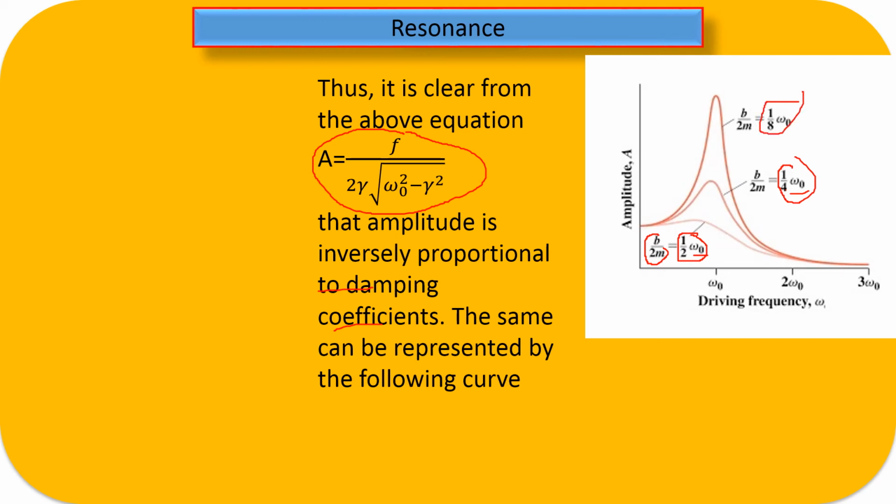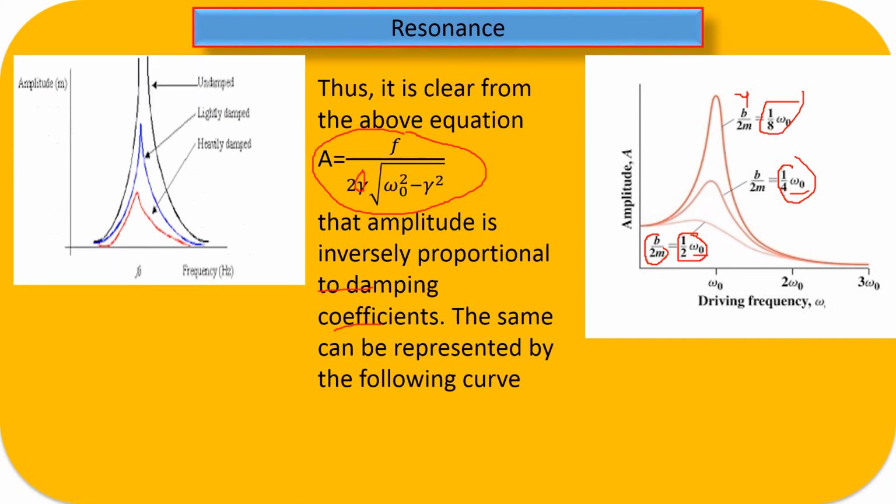As you can see, as I decrease the value of the damping coefficient, b by 2m, which is gamma as you know, the amplitude is going to increase, because it is inversely proportional, as you can see from your equation. So the first curve that you are seeing is for a very heavy damping medium, and as we go up, the damping medium is getting lighter, and of course the amplitude is going to increase.